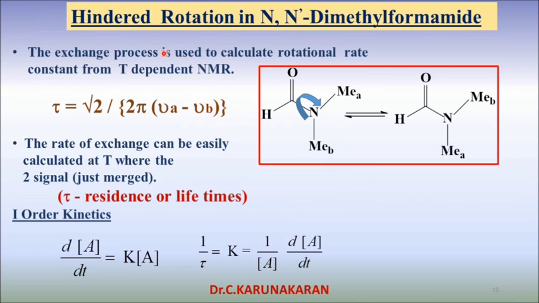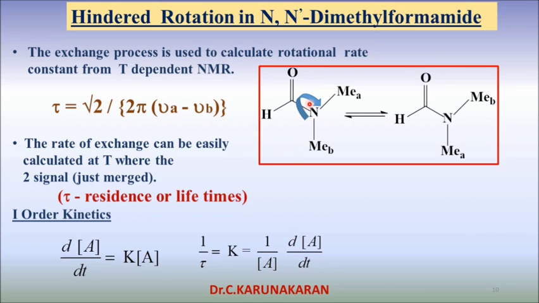Here, how NMR is used to study hindered rotation in N,N-dimethylformamide. In N,N-dimethylformamide, there are two methyl groups. At low temperature, the two methyl protons are chemically distinct. Therefore, they will give two signals, as shown here.